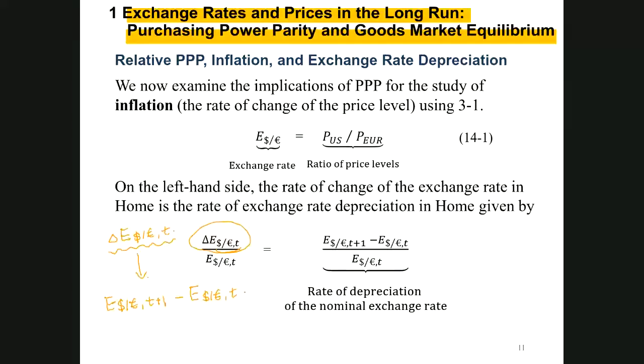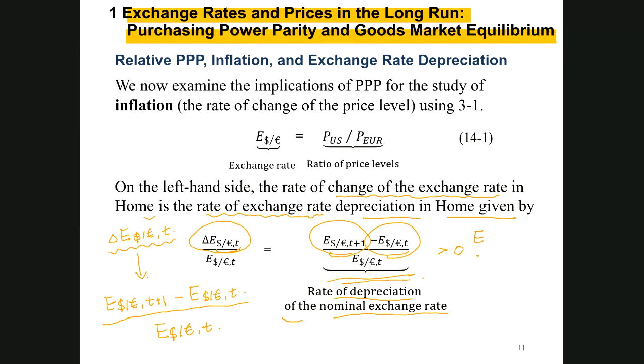divided by the original exchange rate. So the rate of change of the exchange rate in home is the rate of the exchange rate depreciation in home, given by this. Why is this called the rate of depreciation of the nominal exchange rate? If this one is larger than this one, it's going to be larger than 0. So E_t+1 larger than E_t means the dollar depreciates against the euro.